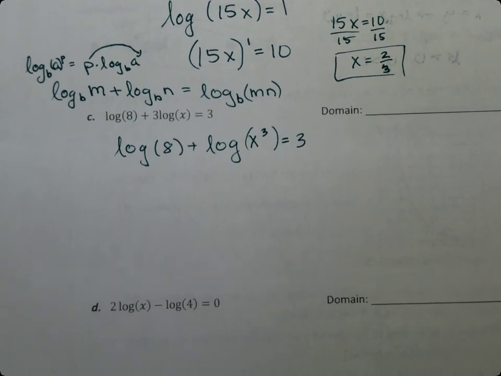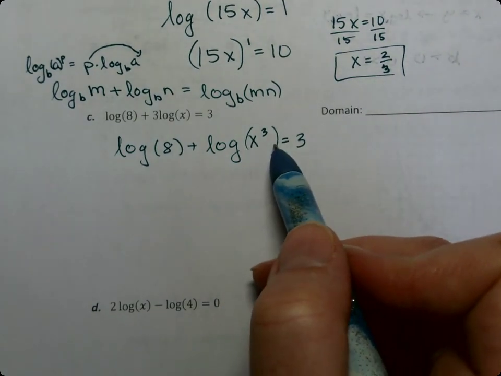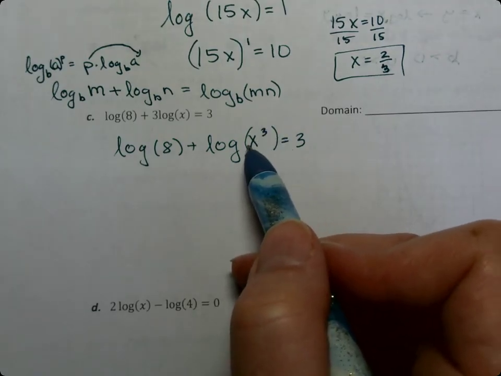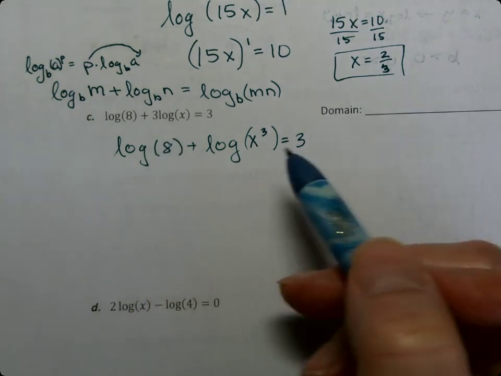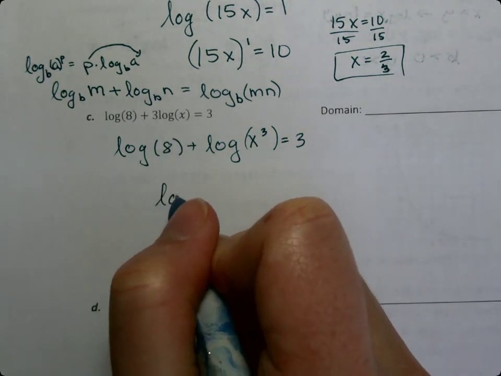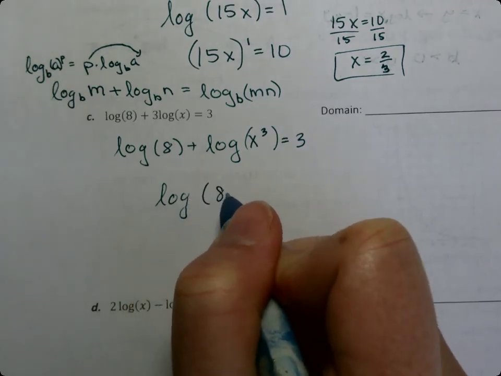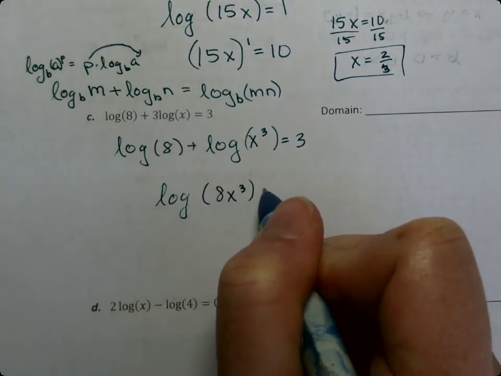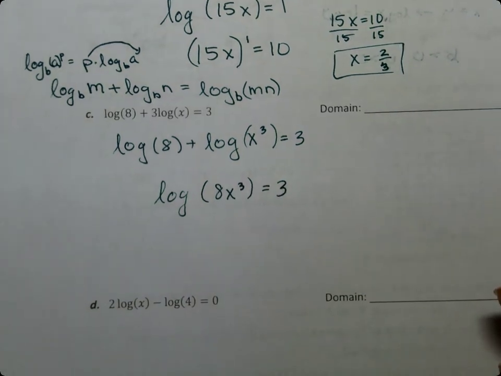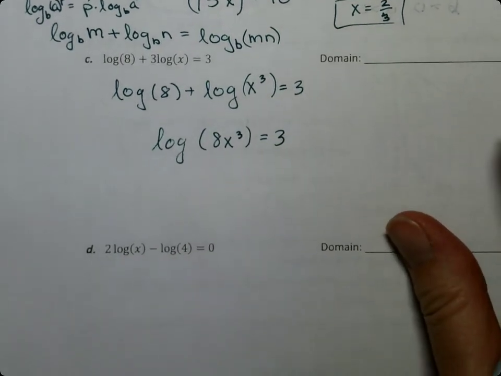All right, do you see what we're doing there? So it's inside the parentheses. I could show this without parentheses, x to the third is just that one piece. But if it was something like 8x, I want the parentheses to show I'm taking the log of the whole thing. Now write this as a single log. Log of 8 times x to the third equals 3. All right, now what? Does that log form help me?